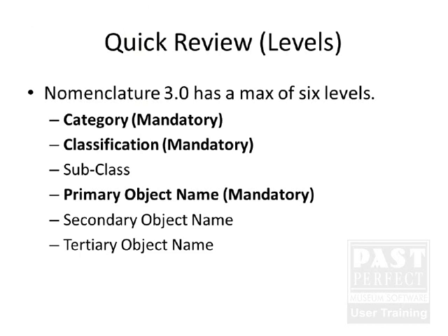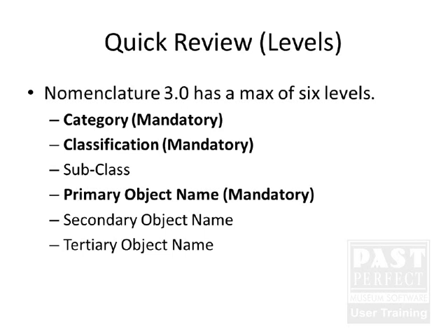So for review, let me go through this PowerPoint real quick. There are multiple levels now. You can have 6 levels of descriptive information for an item. The mandatory ones are category, classification, and primary object name. In addition, the new nomenclature also has a subclass, a secondary object name, and a tertiary object name.